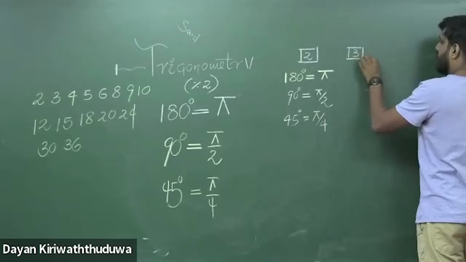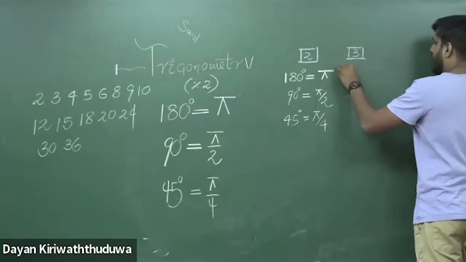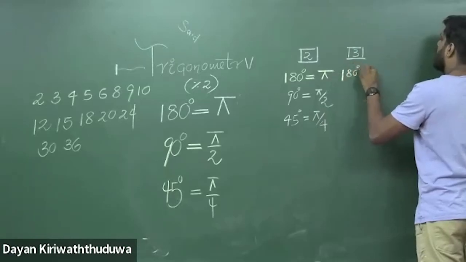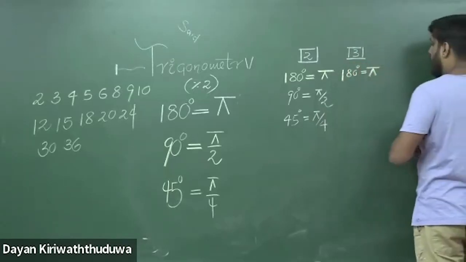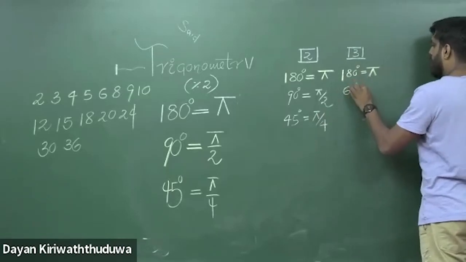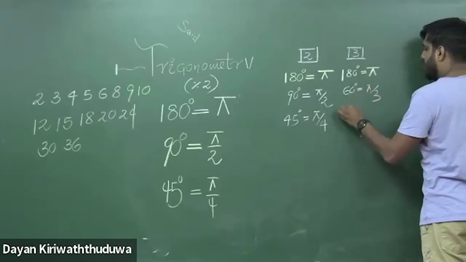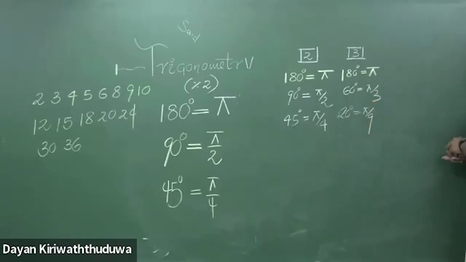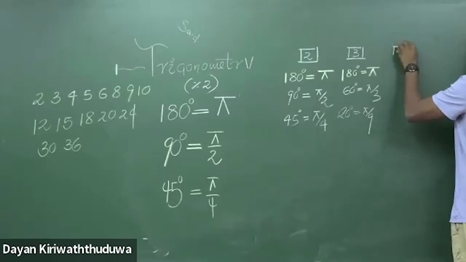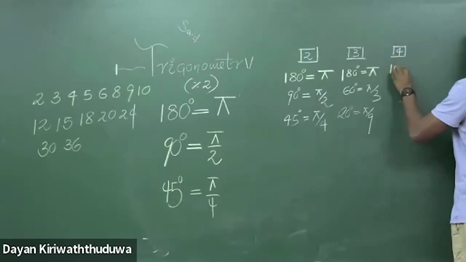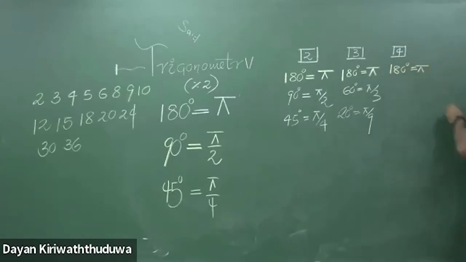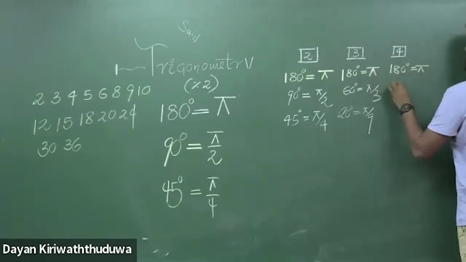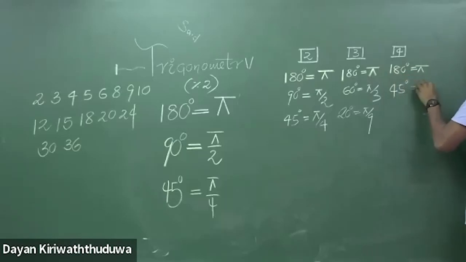Number 3. It's like a table, and you have 180 being equal to pi. Then you write, divide by 3 is 60, and that is pi over 3. Divide by 3 again, 20. That is pi over 9. And then you write 4. Let's say this is division by 4, right? So you have 180 degrees equal to pi. Divide by 4 is 45, so 45 is equal to pi over 4. And further, you are not going to divide by 4, right?